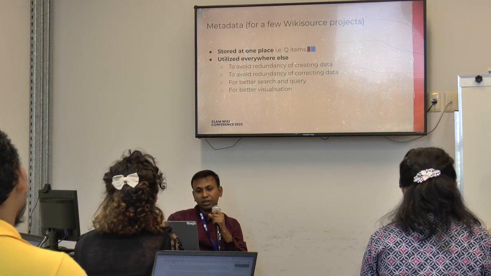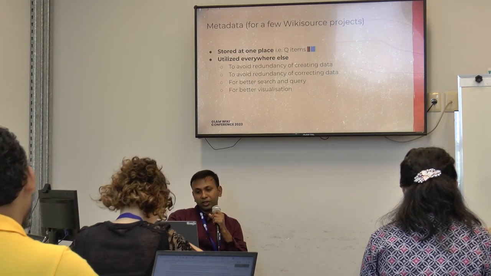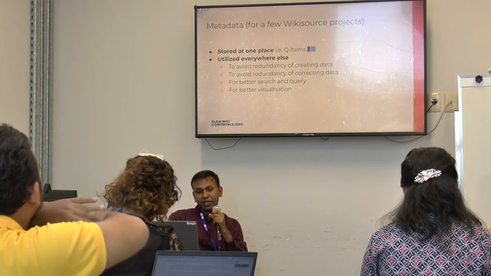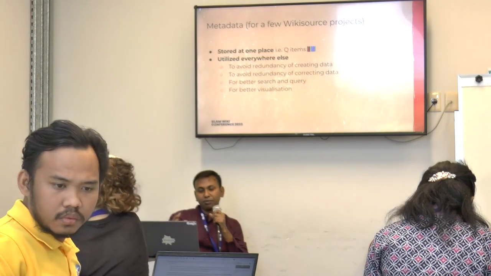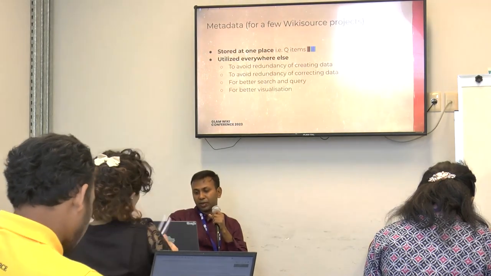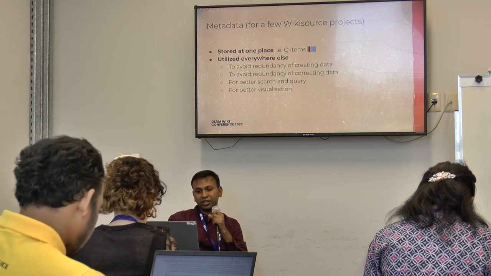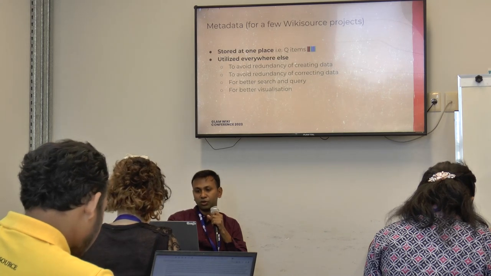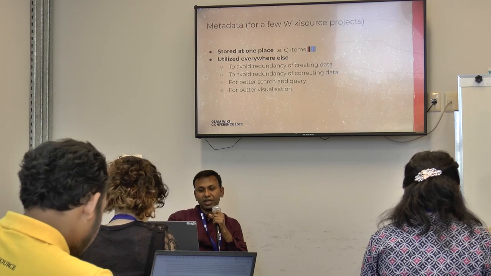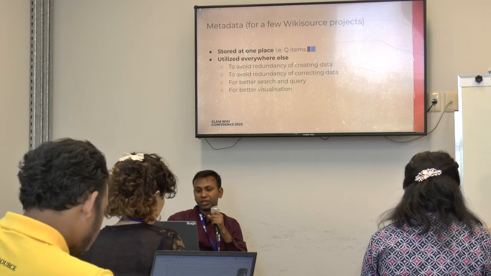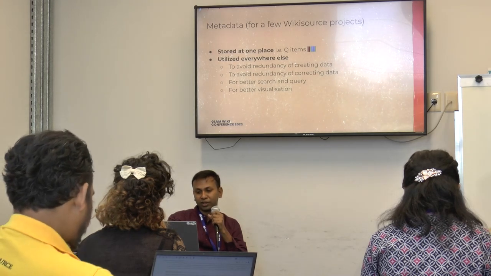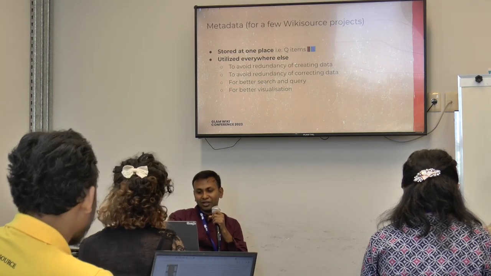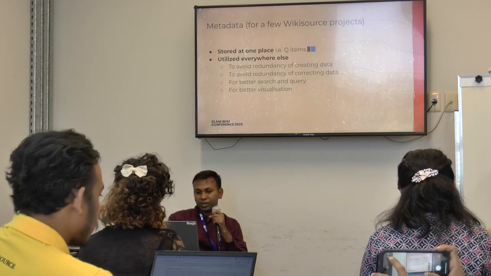This is the standard practice for most Wikisource projects. But there are a few Wikisource projects where this kind of practice is not followed. Some projects, like French Wikisource, in my community Bangla Wikisource, and maybe some parts of Indonesian Wikisource, store the data in one place, which is Wikidata, the Q item, and then utilize that metadata in different parts of the project in Wikisource or in Commons. We store the data in one place to avoid duplication of work, duplication of creating and collecting data, and obviously Wikidata is the cooler brother or sister of our universe. So we can utilize all its power. We can use it for better search, query and visualization.